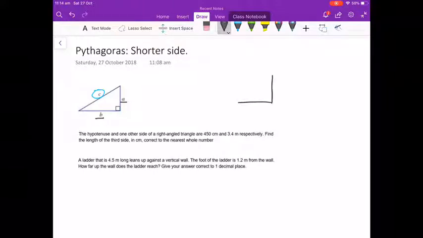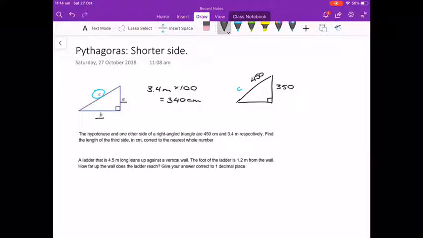So I'm going to start by drawing our diagram. And I know that our hypotenuse, C, is 450 centimetres. I know that the other side is 3.4 metres. So I'm going to multiply that by 100 to convert it to centimetres. Now they are in the same unit. And I'm going to label that side A.